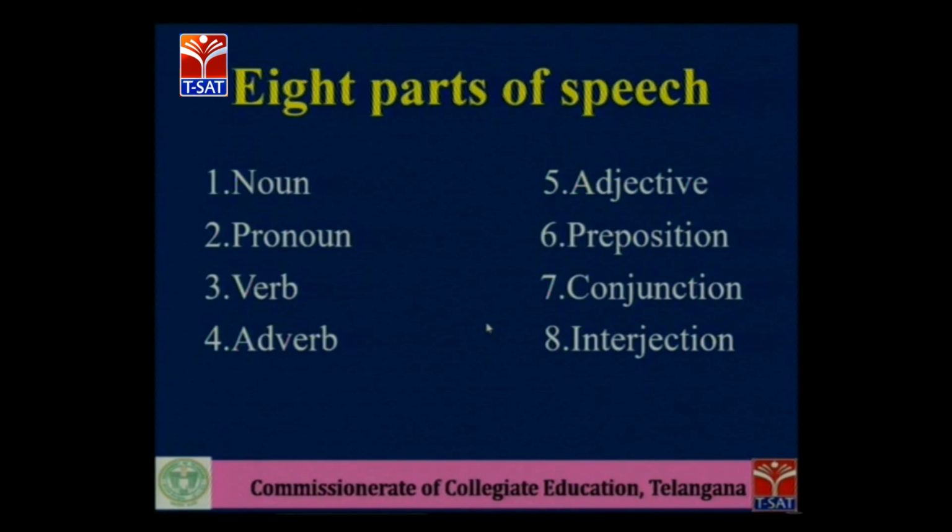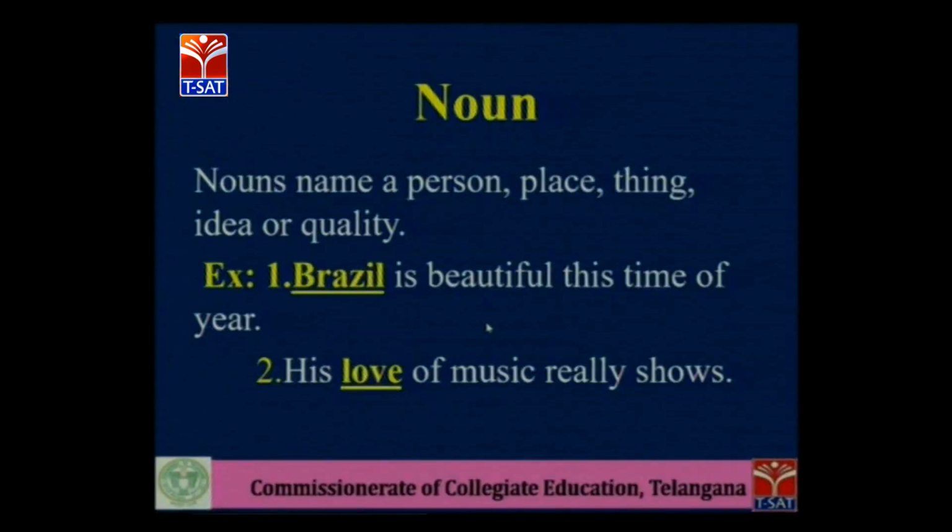So what are the 8 parts of speech? They are noun, pronoun, verb, adverb, adjective, preposition, conjunction and interjection. So we know what is a noun. Nouns name a person, place, thing, idea or quality. And we have 4 types of nouns: common noun, proper noun, abstract noun and collective noun.